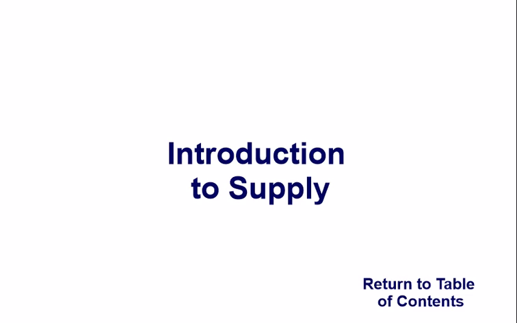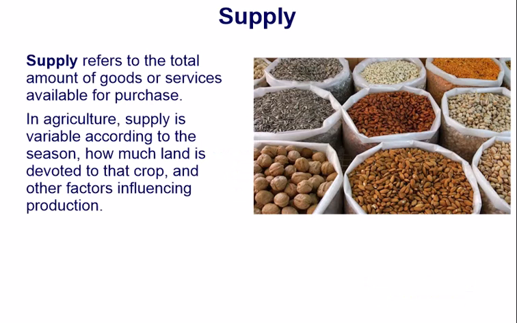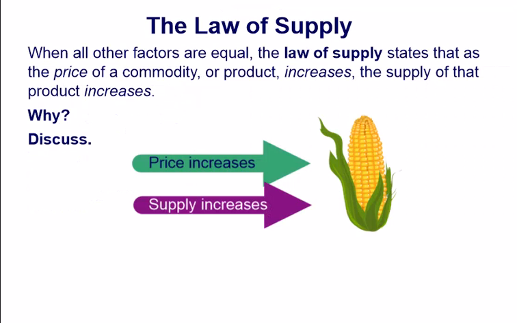Introduction to supply. Supply refers to the total amount of goods or services available for purchase. In agriculture, supply is variable according to the season, how much land is devoted to that crop, and other factors influencing production.